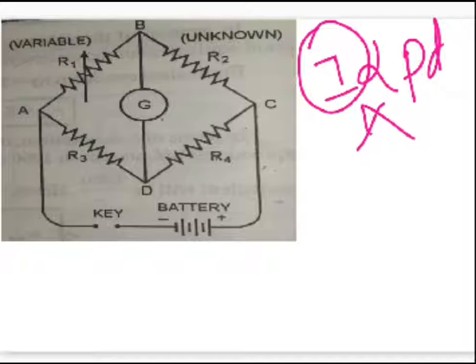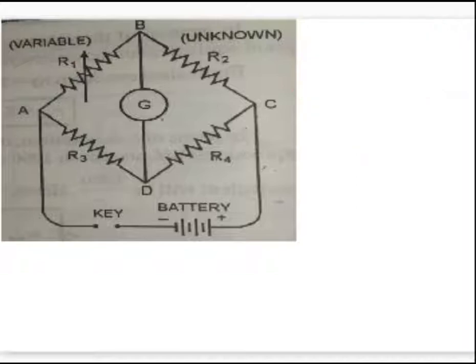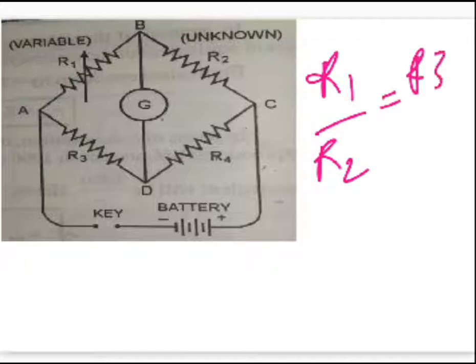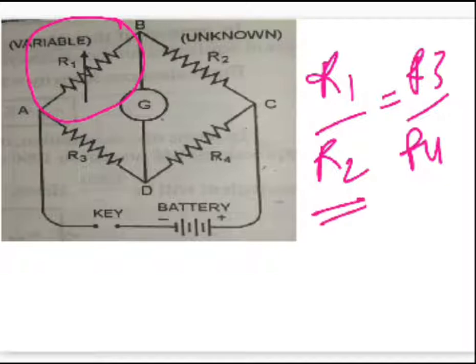Yes or no? And that point is called the null deflection in the galvanometer. Is it clear? So you are going to adjust the variable resistance R1 until the null point is obtained in the galvanometer. As soon as that point is obtained, you will apply this formula: R1 upon R2 is equal to R3 upon R4. R1, the variable resistance, will be known to you from the resistance box. R2 is the unknown resistance which you need to find out. R3 and R4 values are already known to you.